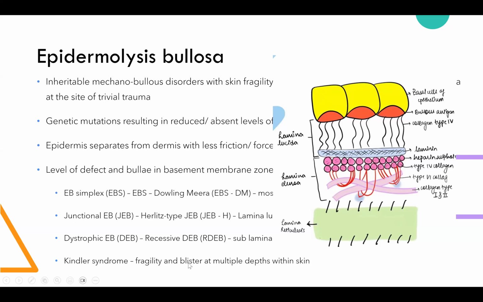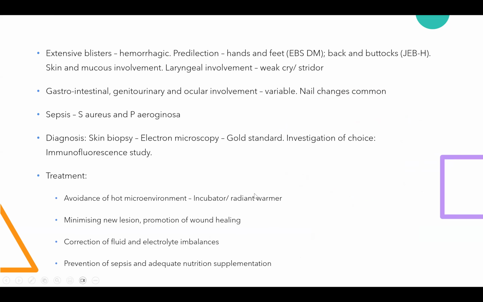In Kindler syndrome, there is blistering at multiple depths within the skin. So it is more than just a skin disorder. They can have gastrointestinal, genitourinary, and ocular involvement. And nail changes are also common. These babies can have increased risk of sepsis, mainly with Staphylococcus aureus and Pseudomonas aeruginosa. Diagnosis is mostly clinical, or skin biopsy with electron microscopy is the gold standard. Currently, exome sequencing is more preferred.